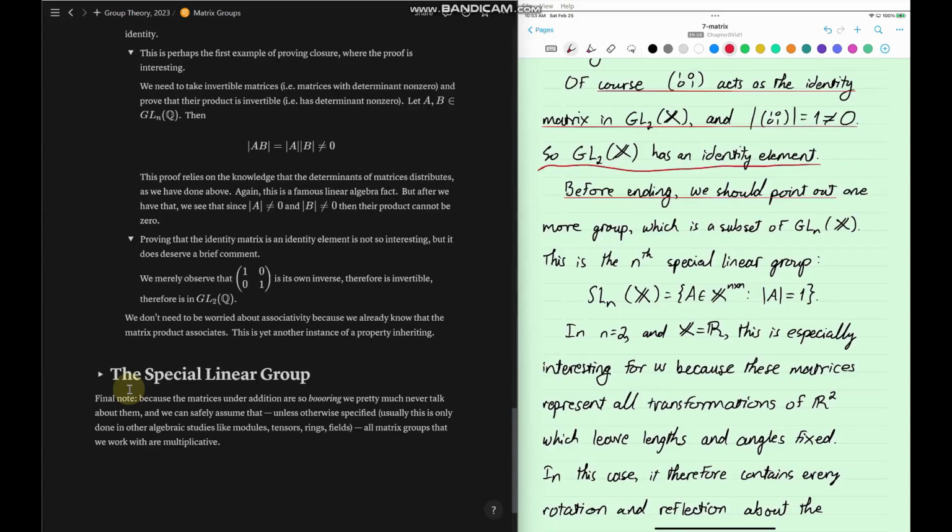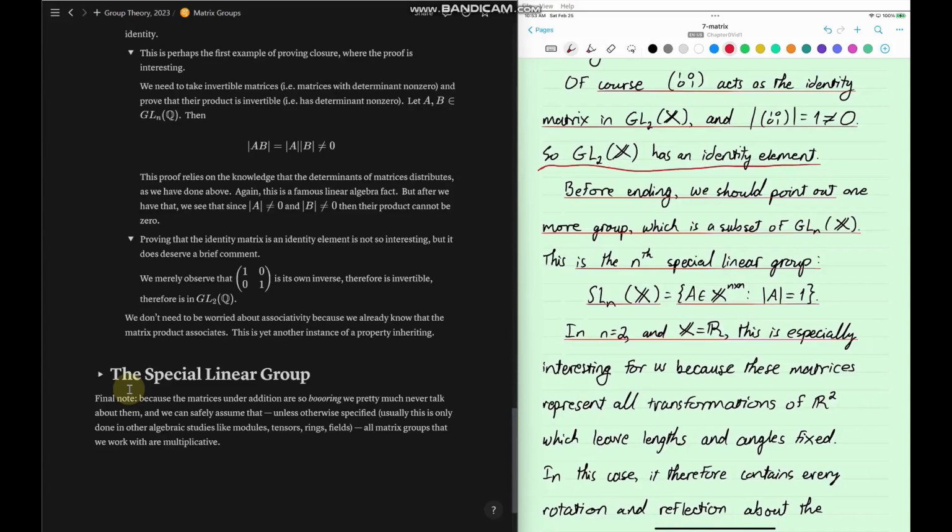Before ending, we should point out one more group, which is a subset of GL sub n, the nth general linear group with coordinates in X. This is the nth special linear group, SL sub n of X. It is specifically all of those n by n matrices with coordinates in X which have determinant equal to 1, a more specific and stronger condition than just non-zero.